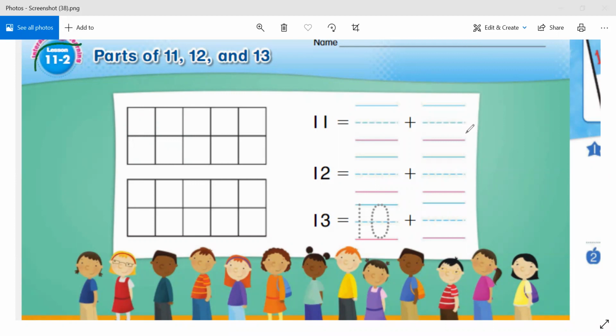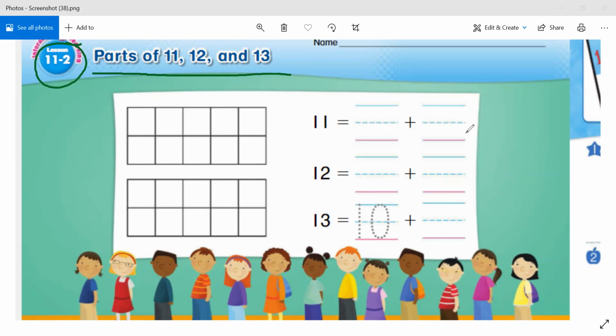We are on lesson 11-2, parts of 11, 12, and 13. You learned how to make the numbers 11 to 19 using 10 frames. Today, you will learn how to begin with 11, 12, or 13, and then break it into two parts, with one part being 10. Let's look at our worksheet here.